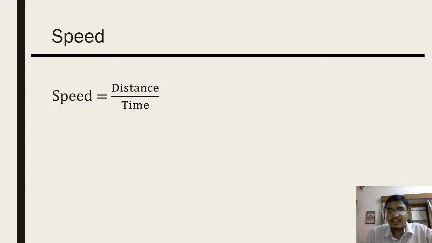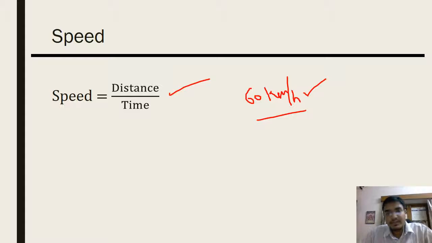Speed is basically distance divided by time. The distance an object covers per unit time is its speed. For example, if I say the speed of an object is 60 kilometers per hour, what we mean is the object moves 60 kilometers in 1 hour. So this is the basic formula to find speed.